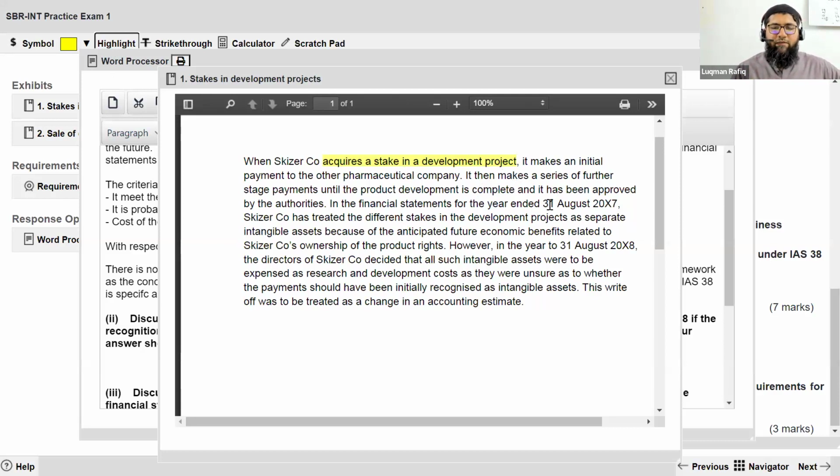In the financial statements for the year ended 31st August 2007, Skizer has treated the different stakes in the development projects as separate intangible assets. So what have they done? They have treated them as separate intangible assets because future economic benefits related to the production rights are so and so.